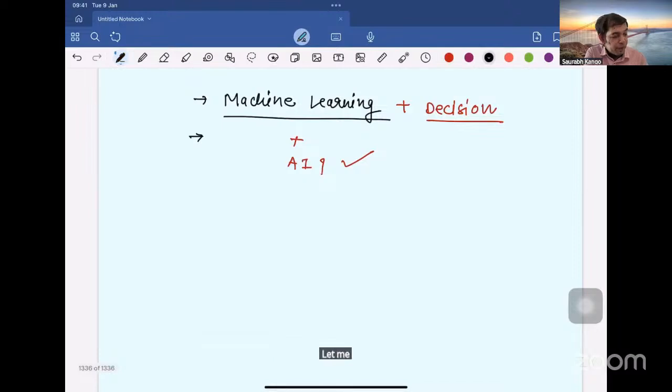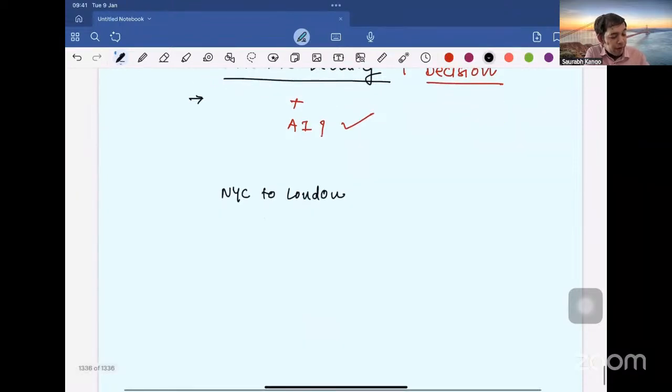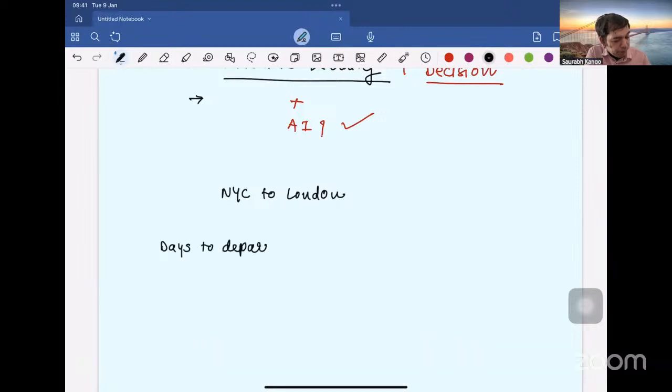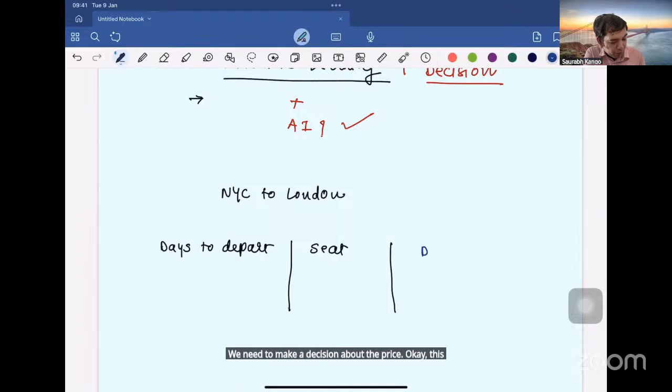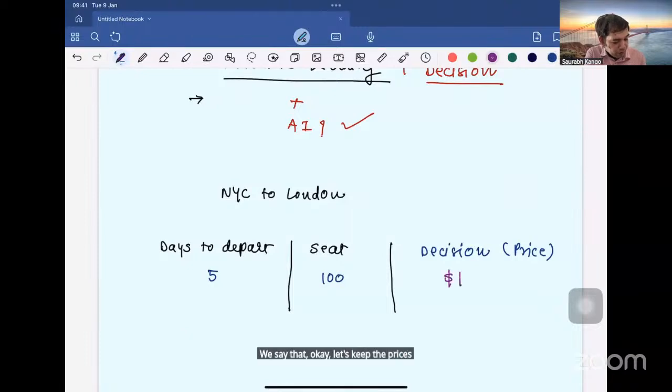Let me give you an example. Let's say you are traveling from New York to London. Okay, and you have the data about the flight tickets. So for example, days to depart and price. Days to depart, seats and price. We need to make a decision about the price. Okay, this is what we want to do. This is what a human wants to do, make a decision about the price. Days to depart is 5. The number of seats available is 100. We say that, okay, let's keep the price as $1,000.